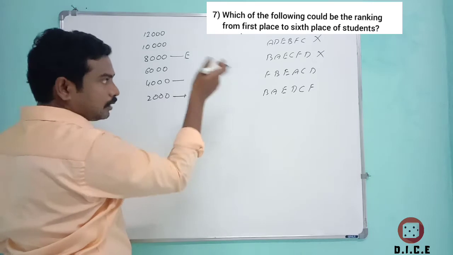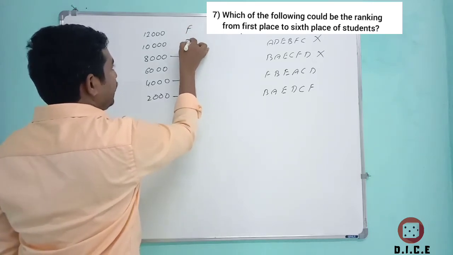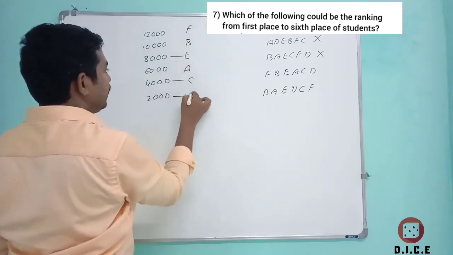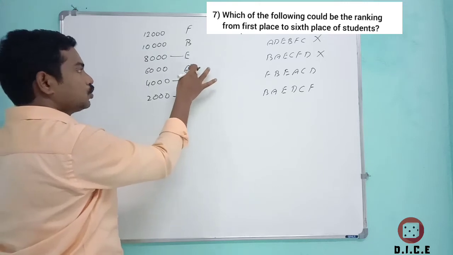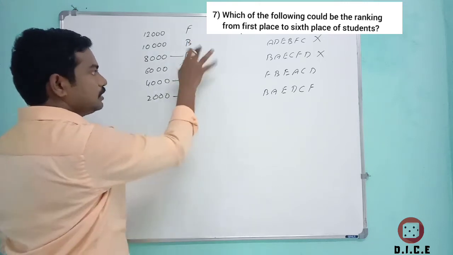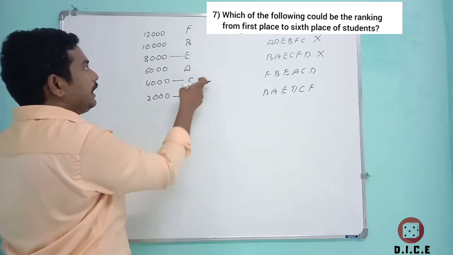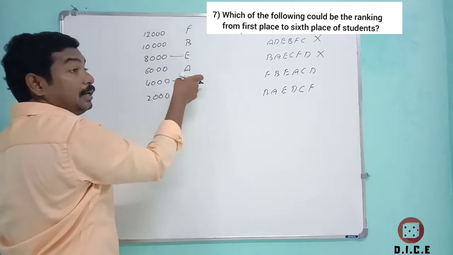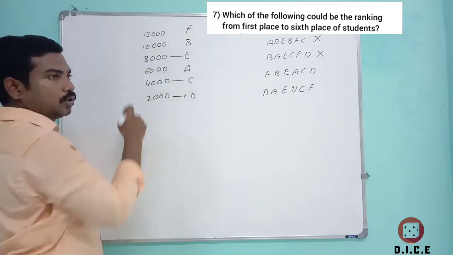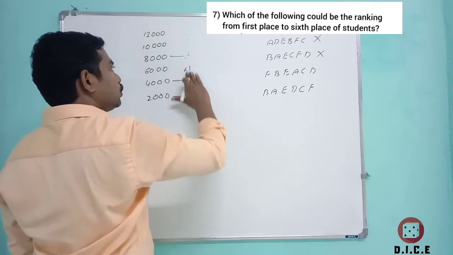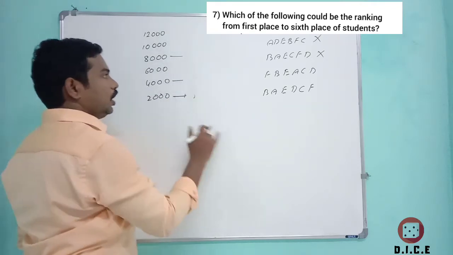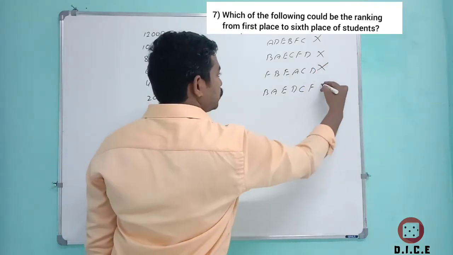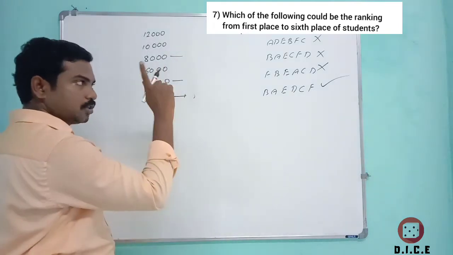Now if you take the third case, that is F, B, E, A, C, D. A should get less than B, that's fine. E is 8000, it's fine. The difference of C and F must be 2000. If you see here, 12,000 minus 4,000 is 8,000. So option 3 is also wrong. If 3 options are wrong, definitely there is no need for checking. Definitely option D will be correct.